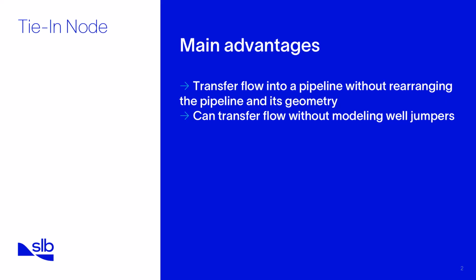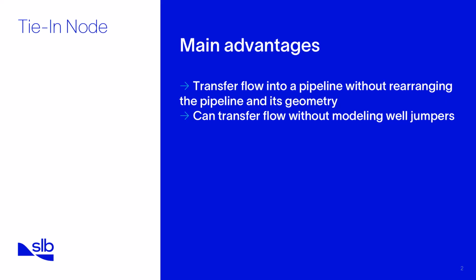The tie-in node will be a new type of node in Olga, which makes it possible to transfer flow from one or more branches to another branch. This will have two major benefits. If you want to model a tie-in line, you don't need to split the branch with an internal node and then again split the geometry in two. Instead, you can simply use the tie-in node and select where in the flow line you want the flow to be transferred to.